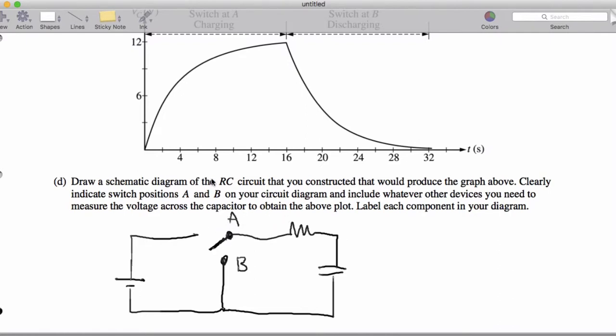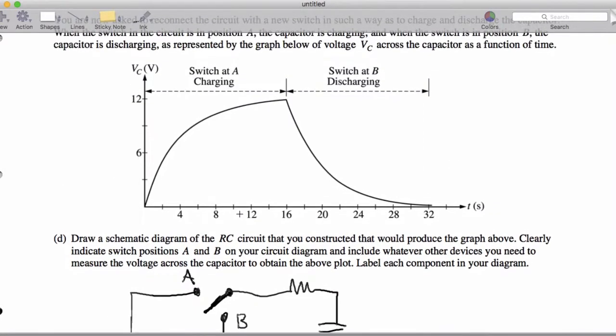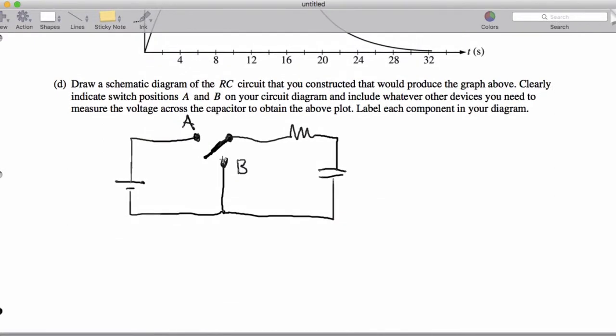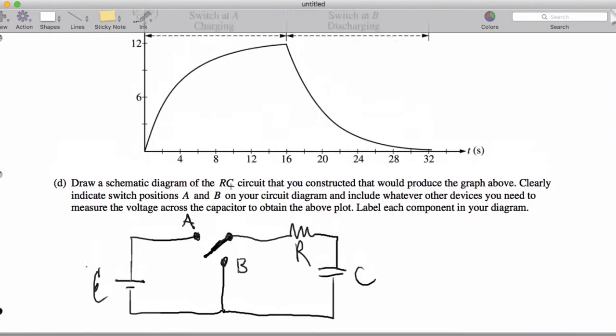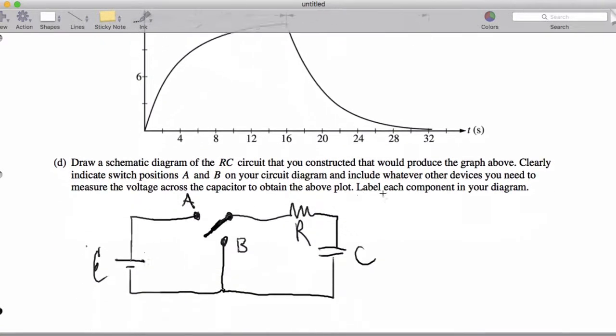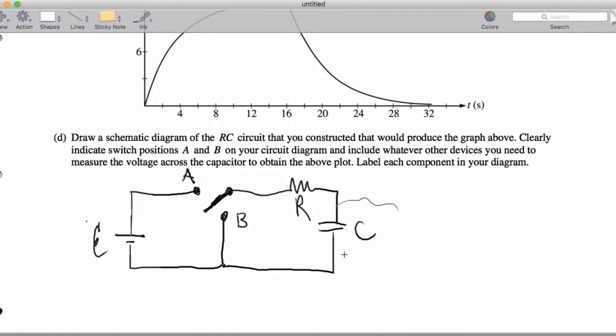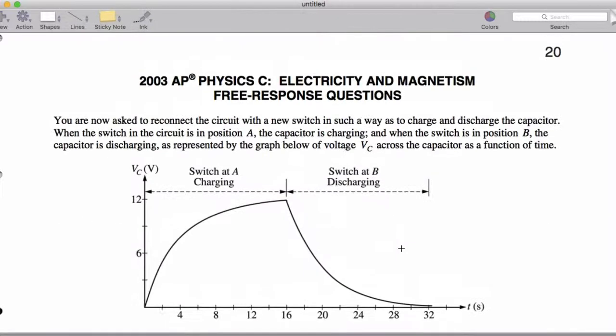Once again, to get this right, this point here will be A, this will be the switch, so that when we're at A, we're charging, and when we're at B, we would be discharging. So again, here's our EMF, here's our resistor, here's our capacitor, and I guess if we're going to measure the voltage across the capacitor, we would want a voltmeter in parallel with it right here. All right, so that is part D.